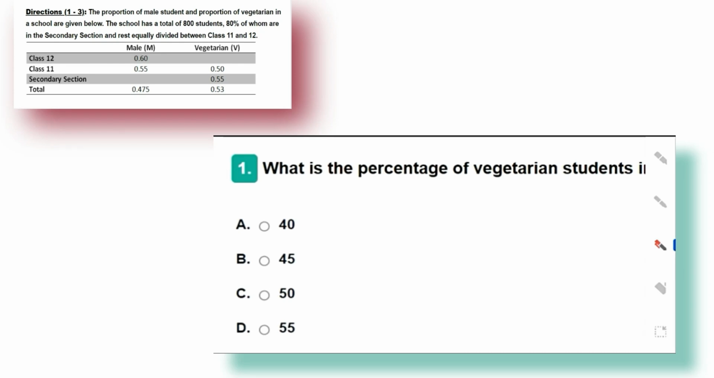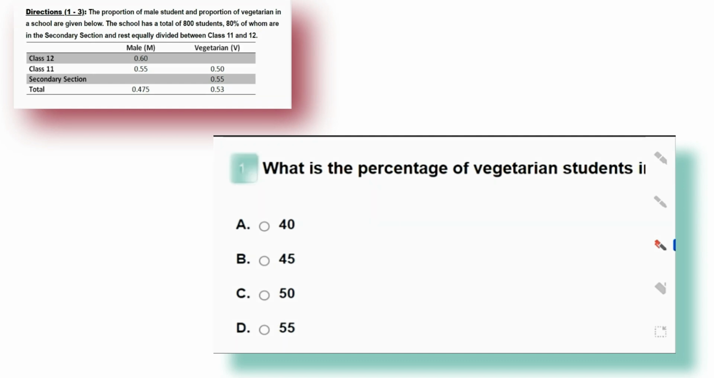We have to calculate the total number of vegetarians, that means 53% of 800. Then we have to calculate total vegetarians in the secondary section, and then total vegetarians in class 11. Then whatever we get, total minus secondary section minus class 11 section, we will get the total vegetarians in class 12. So I hope you understood. Let's proceed to the solution.